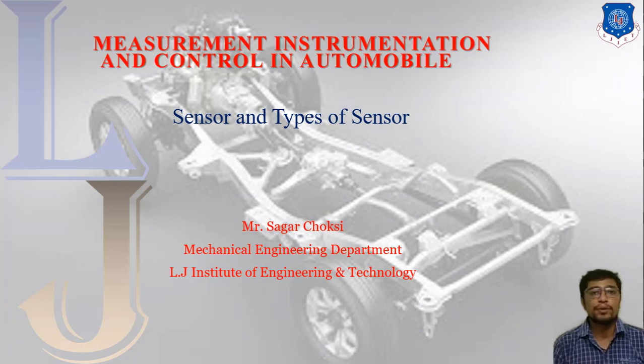Today we are going to discuss a new concept related to sensors and types of sensors, related to measurement, instrumentation and control in automobiles. So first of all, what is a sensor, or how can it be helpful? Basically, a sensor is a device that measures physical input from its environment, or from its sources, and converts it into a signal. Or you can also say a sensor is something which senses an element.